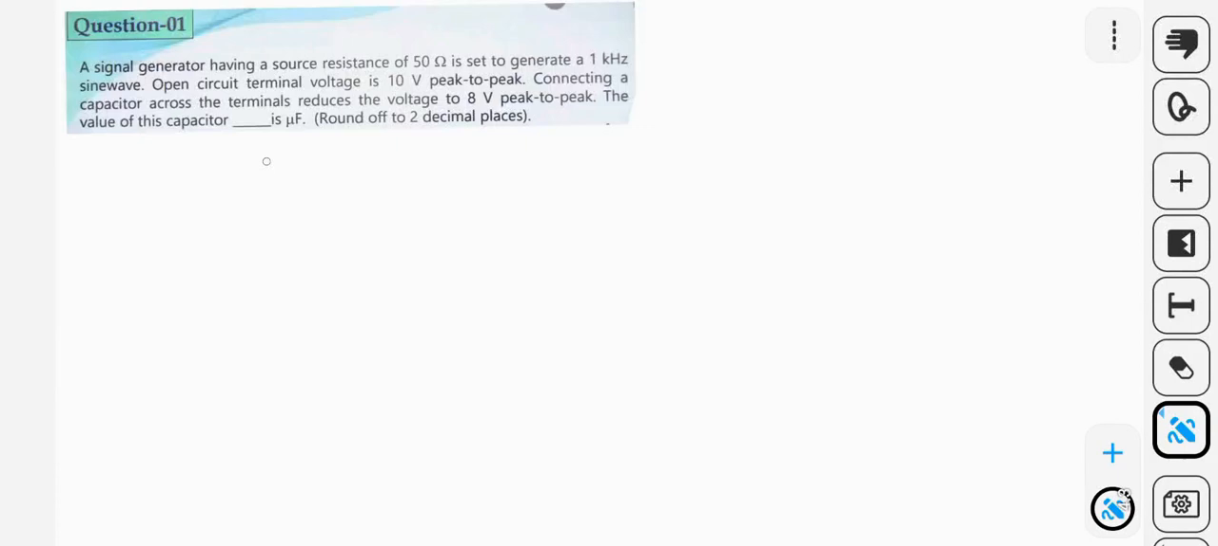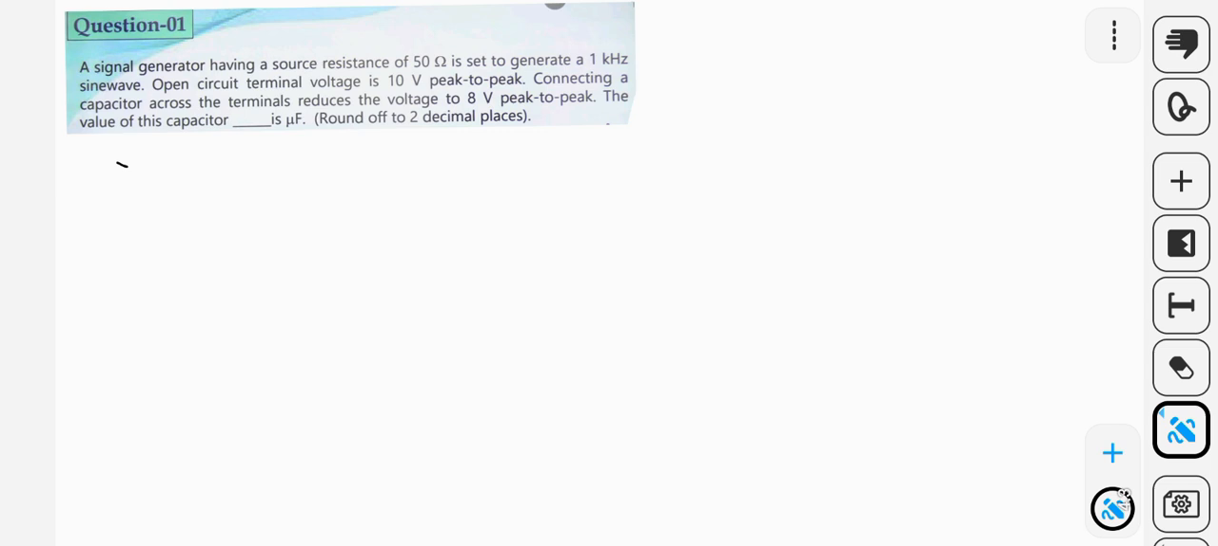So let's try to solve the previous year's question with respect to the circuits. We have been given a question: a signal generator having the source resistance of 50 ohms is said to generate a 1 kilohertz sine wave. So open circuit terminal voltage is 10 volts peak to peak. Let's try to draw the circuit diagram so that it becomes much clearer.